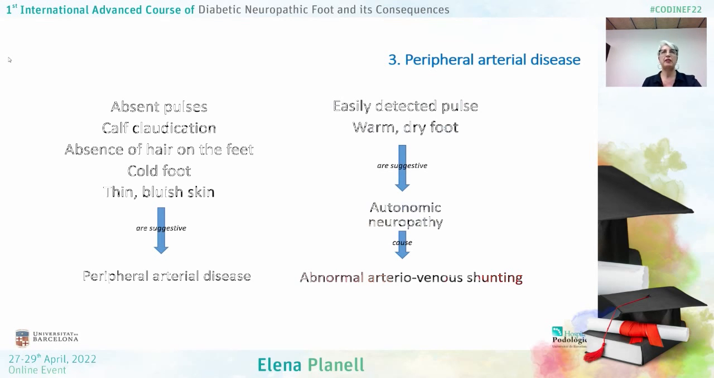Remember, absent pulses, calf claudication, absence of hair on the feet, altered temperature and thin, bluish skin are suggestive of peripheral arterial disease. A bounding, easily detected pulse in a warm, dry foot is suggestive of autonomic neuropathy, which causes abnormal arteriovenous shunting.